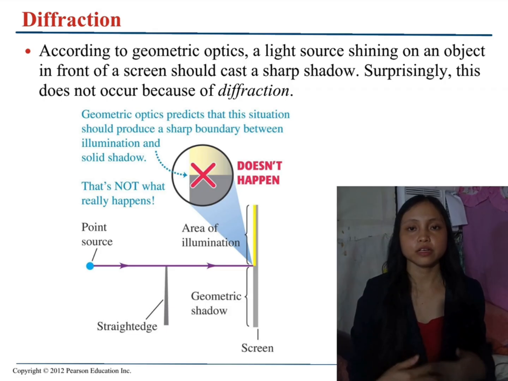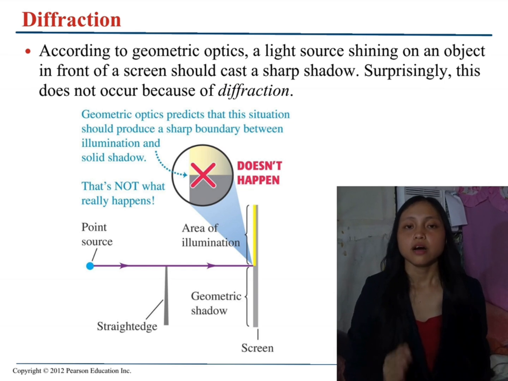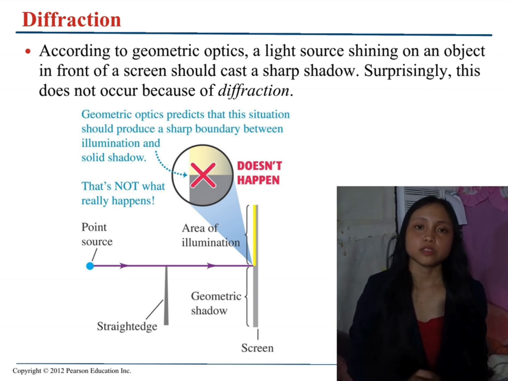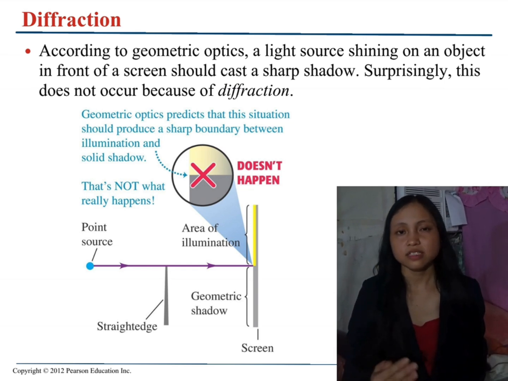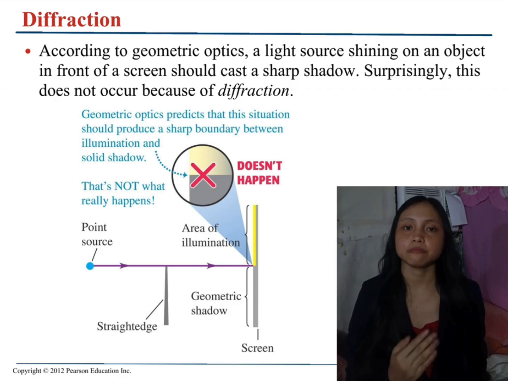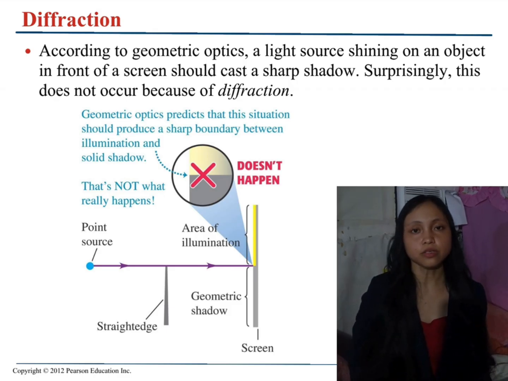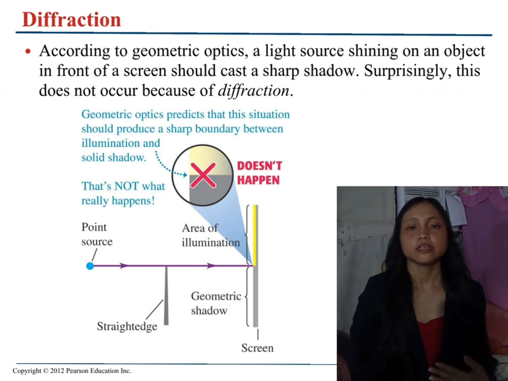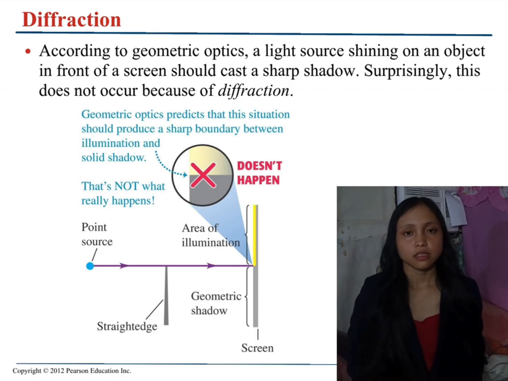According to geometric optics, an object placed in front of a light source should cast a sharp shadow. However, real observation shows something different. Instead of producing perfectly sharp boundaries between light and shadow, the edges appear blurred. Bright and dark bands may also appear near the edges. This effect is called diffraction.